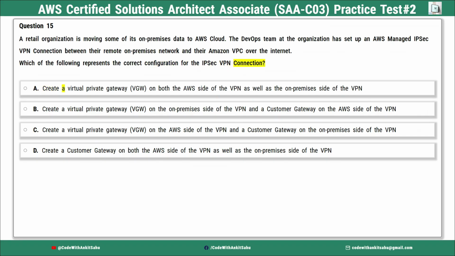Option A. Create a virtual private gateway, VGW, on both the AWS side of the VPN as well as the on-premises side of the VPN. Option B. Create a virtual private gateway, VGW, on the on-premises side of the VPN and a customer gateway on the AWS side of the VPN. Option C. Create a virtual private gateway, VGW, on the AWS side of the VPN and a customer gateway on the on-premises side of the VPN. Option D. Create a customer gateway on both the AWS side of the VPN as well as the on-premises side of the VPN.